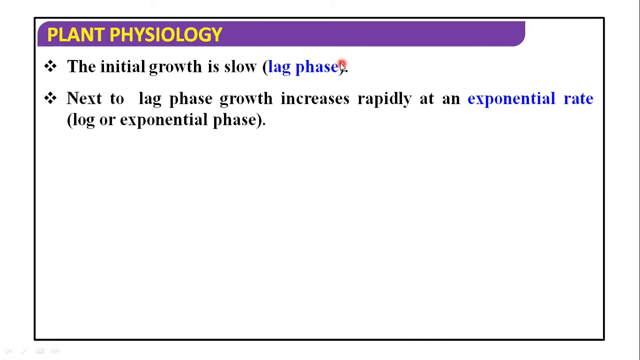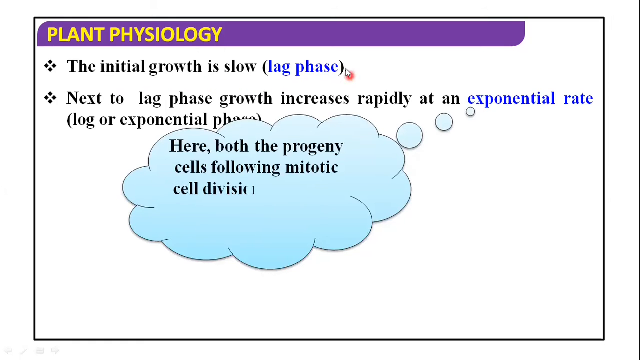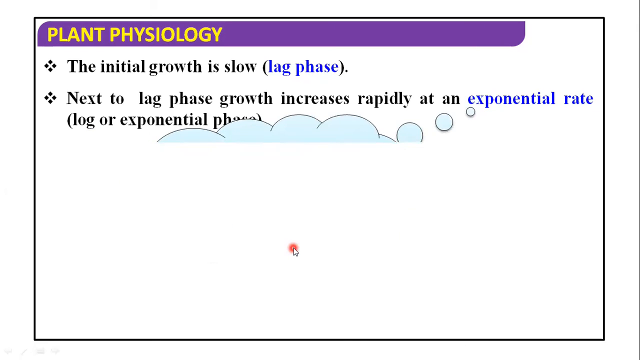Now there are 3 phases of growth: lag phase, log or exponential phase, and stationary phase. Initial growth is slow, which is known as the lag phase, and when growth increases rapidly, it is known as the log or exponential phase. Here both the progeny or offspring cells following mitotic cell division retain the ability to divide. Cells can divide and continue to do so, meaning growth can occur.